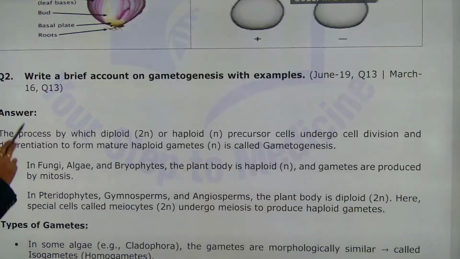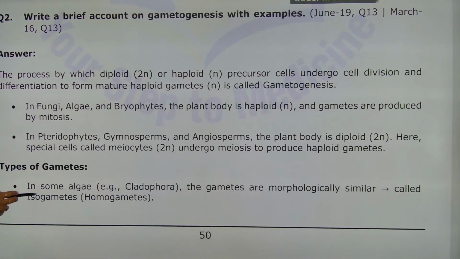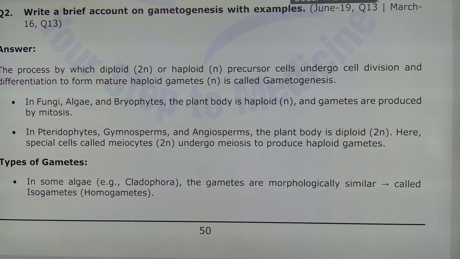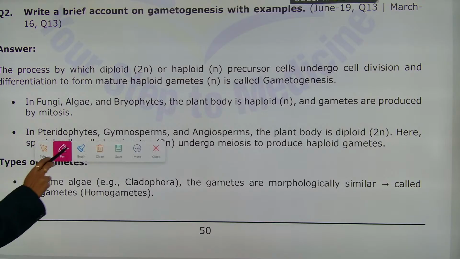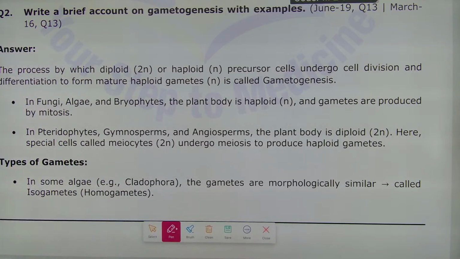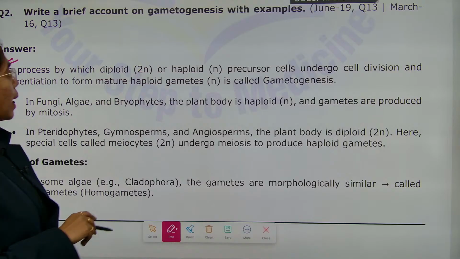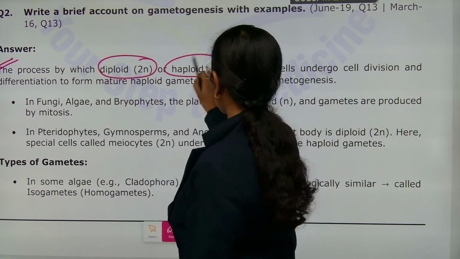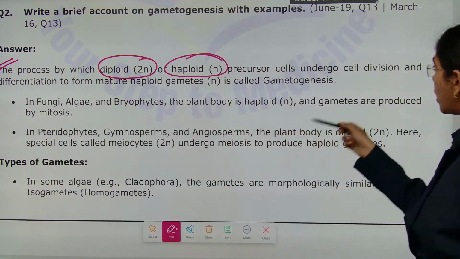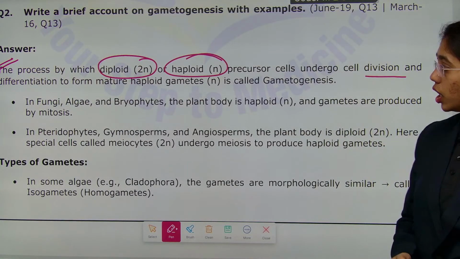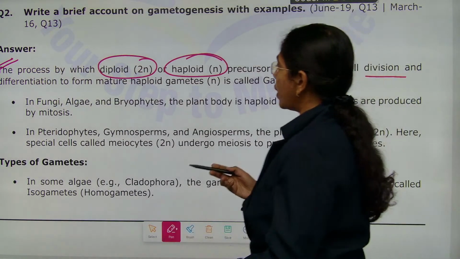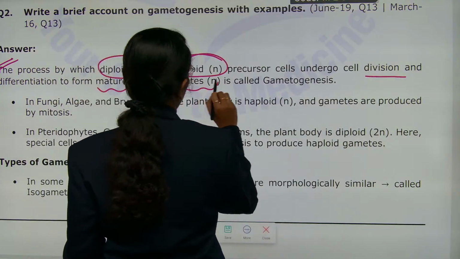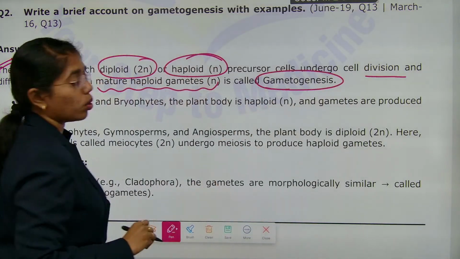Write a brief account on gametogenesis with examples. This appeared in June 2019 and March 2016. How can you give a brief account or note on gametogenesis? This is a process by which diploid or haploid precursor cells undergo cell division and differentiation to form mature haploid gametes. This is known as gametogenesis.